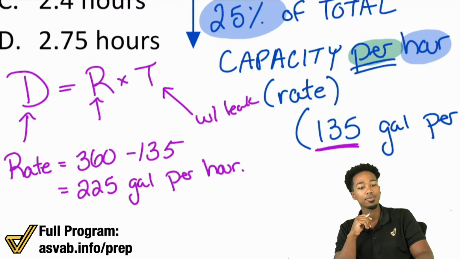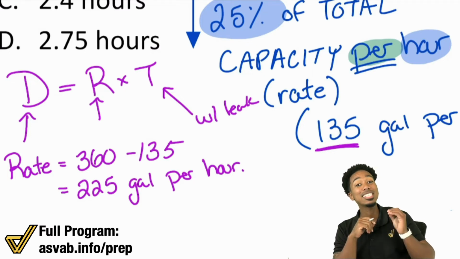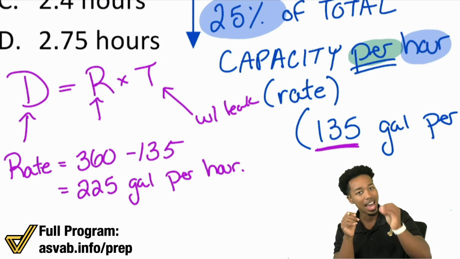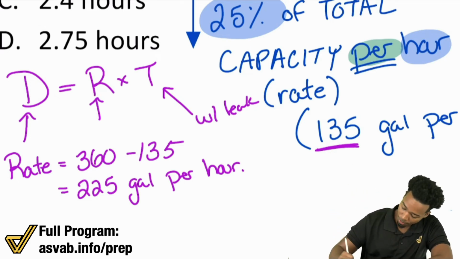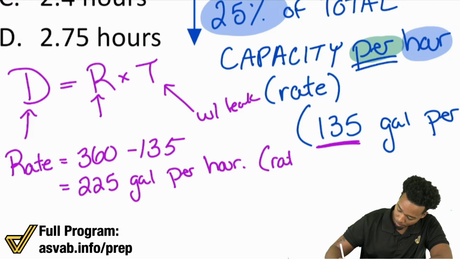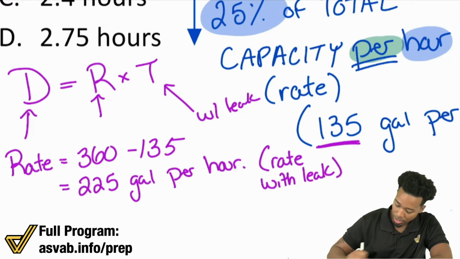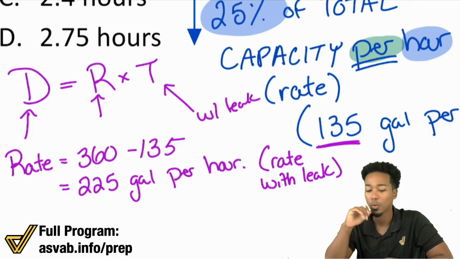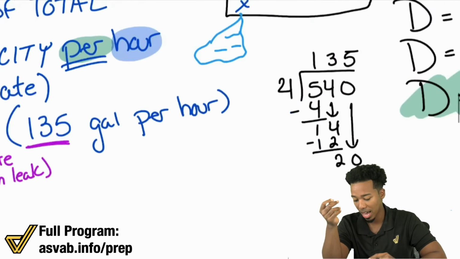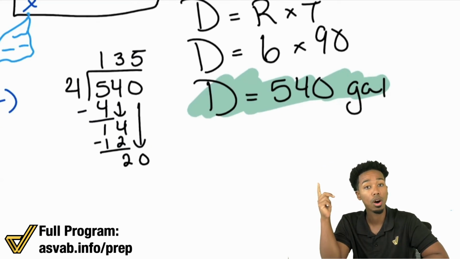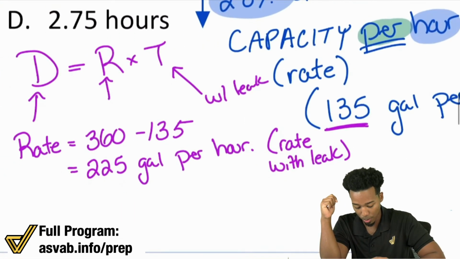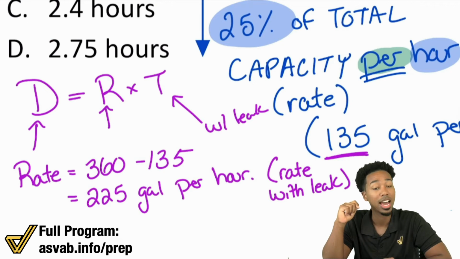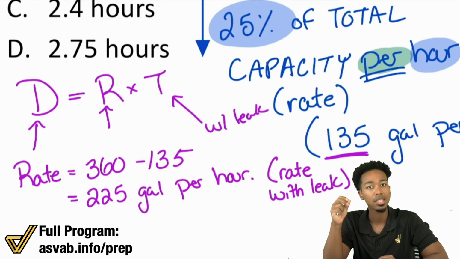There we have it. We have a rate of 225 gallons per hour. That is the net rate. With the leak, that is the rate. So right here again, this is the rate with the leak. So we have everything we need, everybody. Remember, the distance, 540 gallons. That's how much the pool holds. The rate that we have is 225 gallons per hour with the leak included.